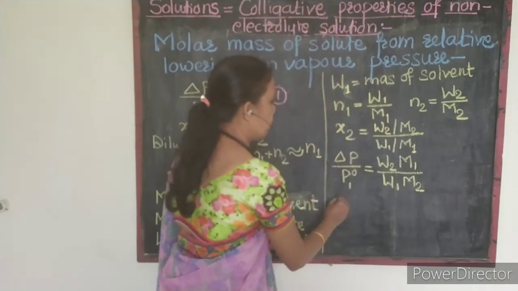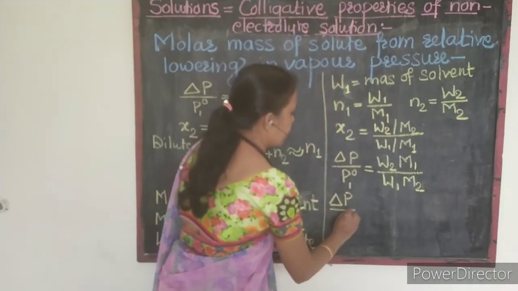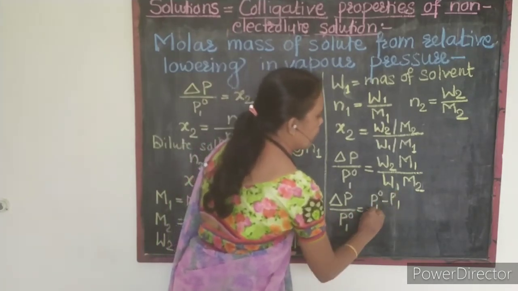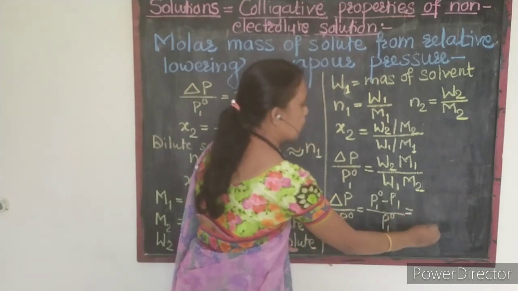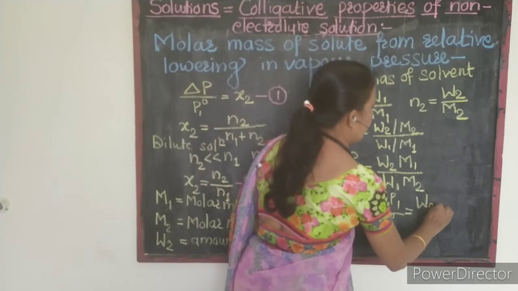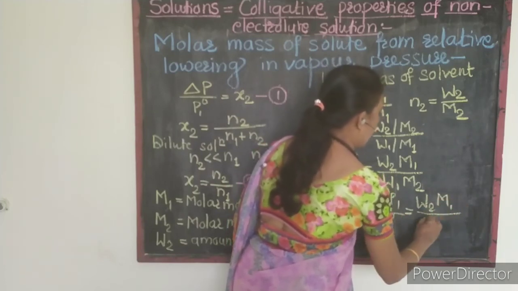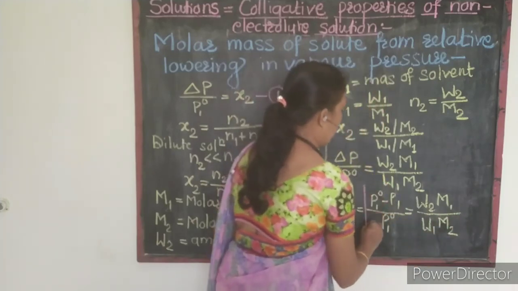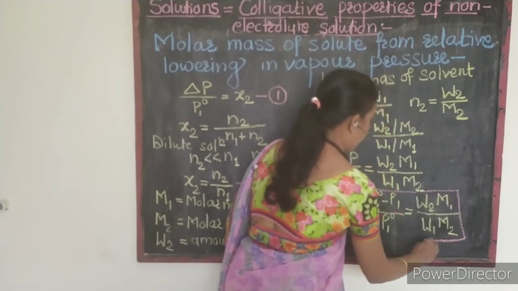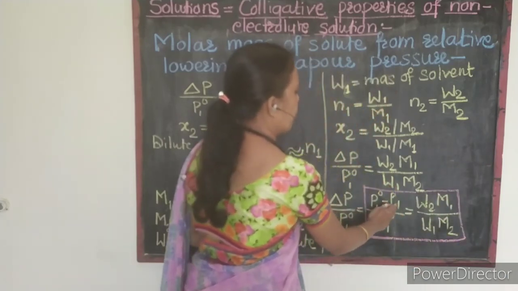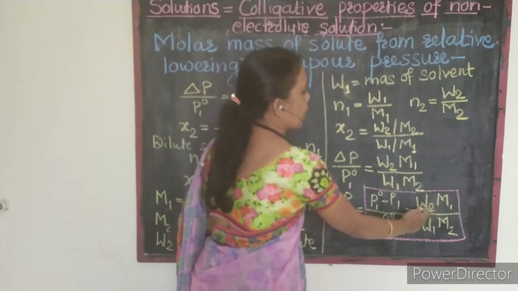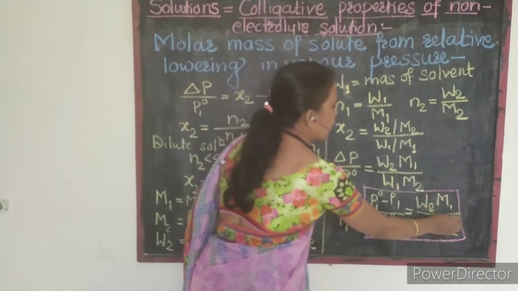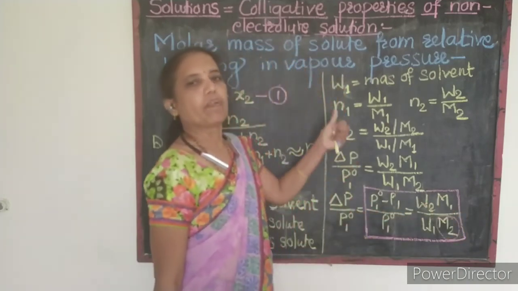We can split this a little more and write it. Delta P divided by P10, which is equal to P10 minus P1 divided by P10, is equal to W2 M1 divided by W1 M2. And from this formula, by knowing the vapor pressure of pure solvent, vapor pressure of solvent in solution, mass of solute, mass of solvent, and molar mass of solvent, we can calculate M2, that is the molar mass of solute.